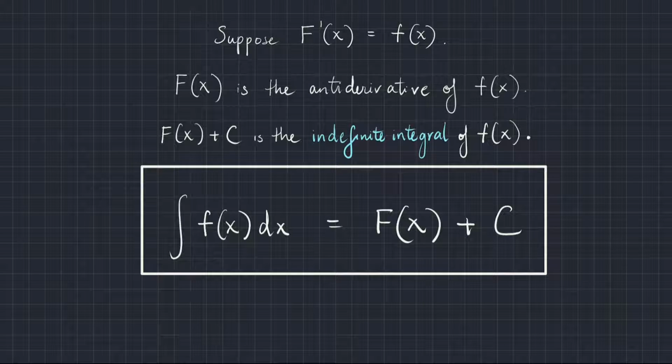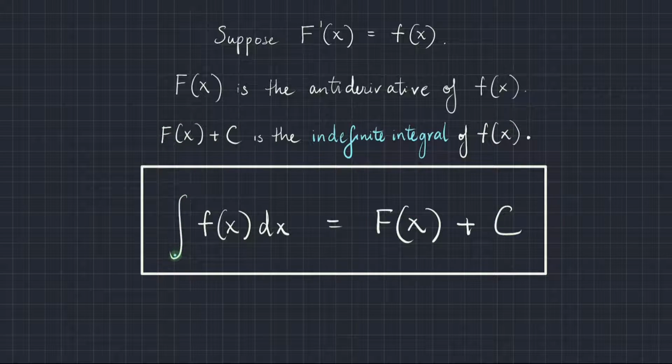In general, if you suppose that the derivative of capital F is small f, then we can say that capital F is the antiderivative of small f. And we also define a new quantity which is the indefinite integral. The indefinite integral is simply capital F plus c, or capital F of x plus c. So the difference between an antiderivative and an indefinite integral is not much. An indefinite integral is just any antiderivative of the function plus some constant.